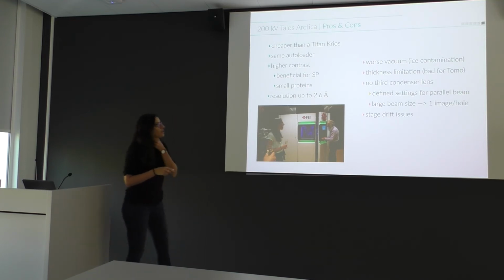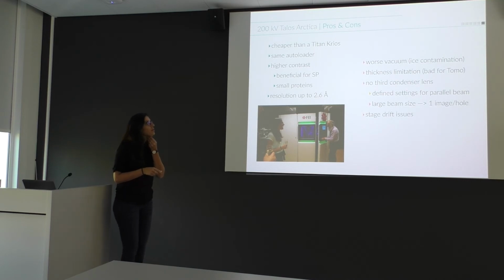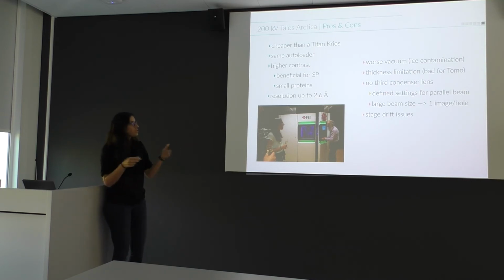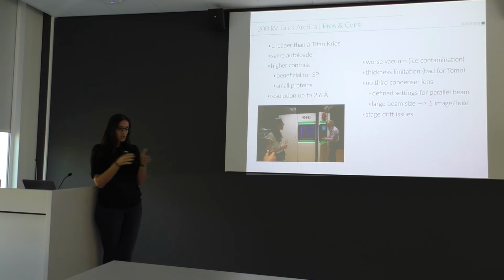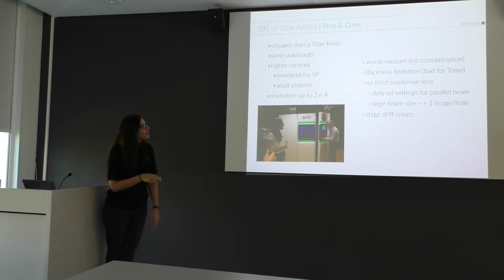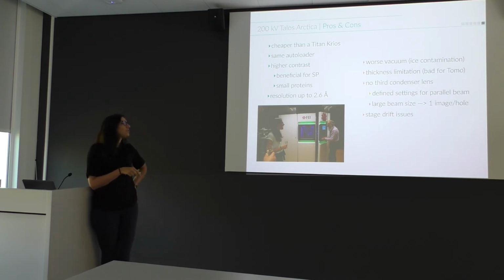Another problem that arises from not having a parallel beam range is that you cannot adjust the size of your beam. So for whatever combination of settings you have, there's just one beam size in which you will have parallel illumination. If you change that, you are out of range. In our case, for our settings, it's quite big. I think at 130 kx, it's 1.7, 1.8 micrometers big, which is exactly the size of the holes that we use.